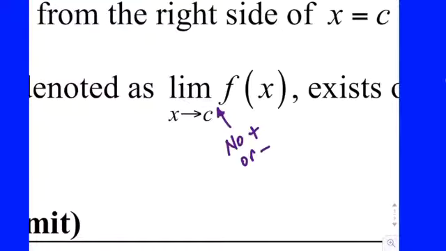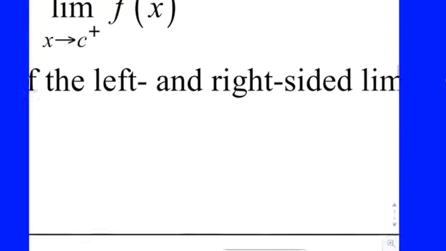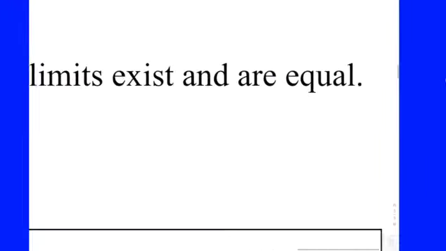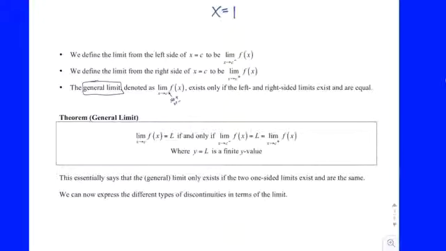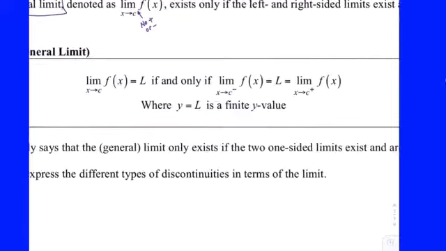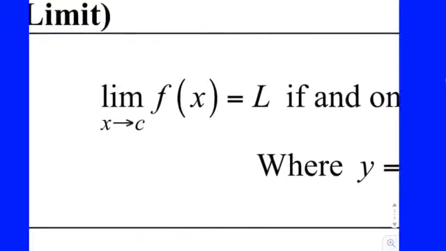okay? And that general limit is only going to exist if the limit from the left and right sides exists and are equal, okay? And are equal. So here's the theorem, the definition essentially. It's an if and only if. So we'll start on this side. If the limit as x goes to c of f of x is equal to some value L, where L is a y value, of course the limit is a y value.